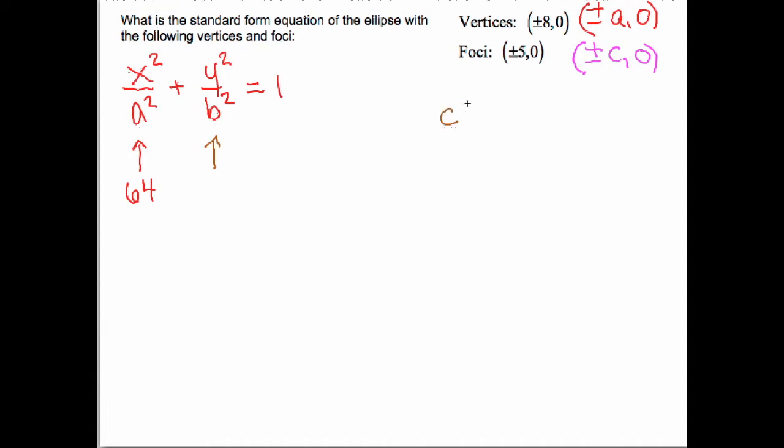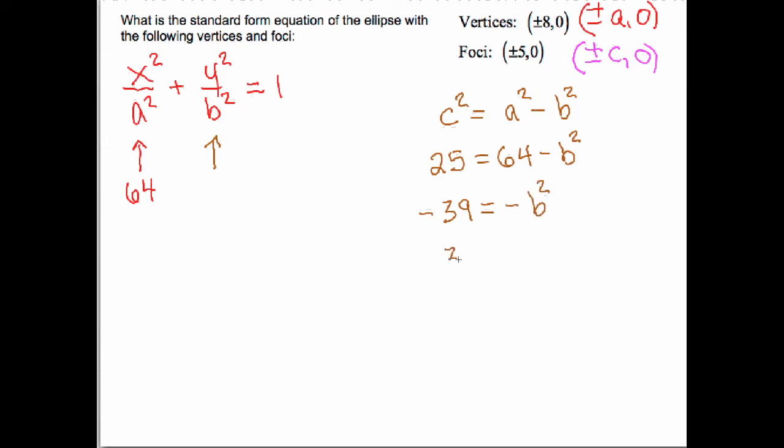To do that, we have a relationship that c squared is equal to a squared minus b squared. Well, I know c is 5, so c squared is 25, and I know a is 8, so a squared is 64. So now I have 25 is equal to 64 minus b squared. And I'll just solve for b squared. I'll subtract 64 from both sides of the equation, leaving negative 39 equals negative b squared. If I divide both sides by negative 1, I find that 39 is equal to b squared. I don't need to solve for b, I need to solve for b squared. b squared is 39. Well, that's the last piece of information I need.